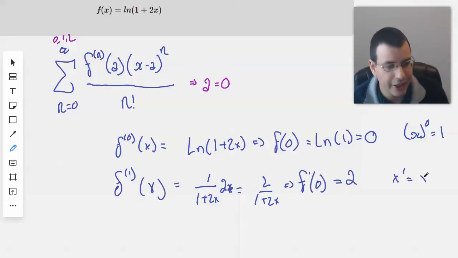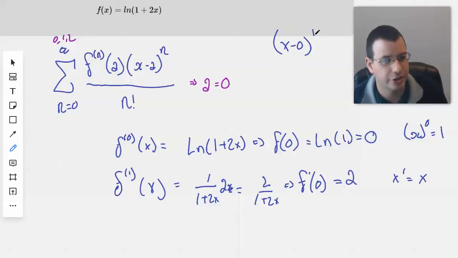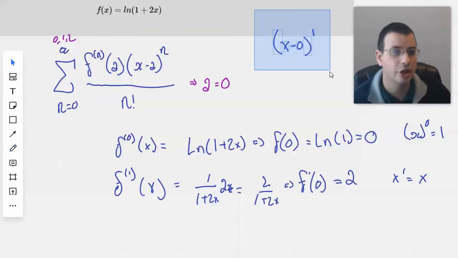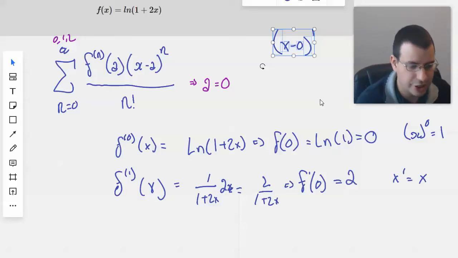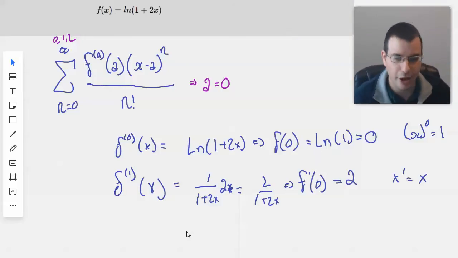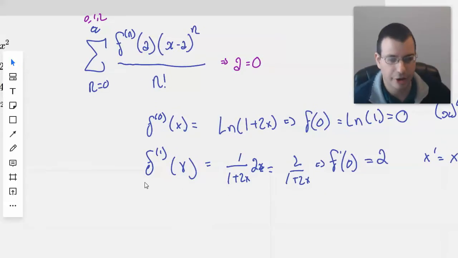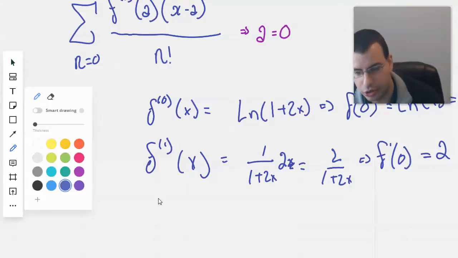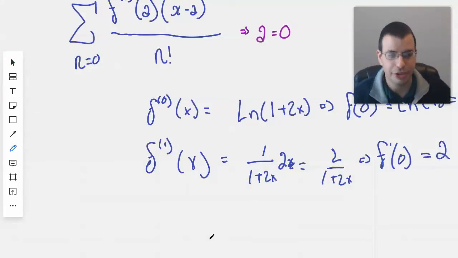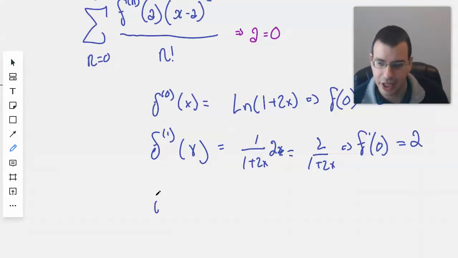Then x to the first will be x. That's really x minus 0 to the first. But since it's a Maclaurin series, which is why the 0 is there, I just left out the x minus 0 part because 0 is, well, it's important, but not important in this case. And then we do the same thing with, I'll write a 2 there for the second derivative.